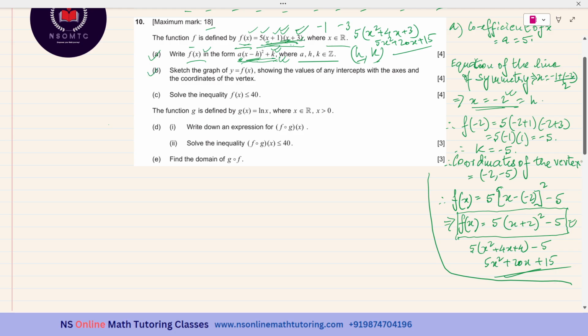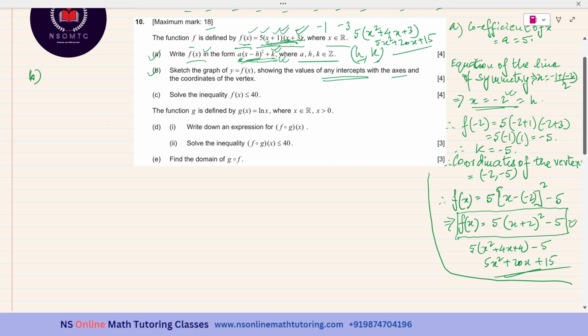So now subpart B. Here's the graph of y equal to f of x, showing the values of any intercepts with the axes, meaning the x-intercept and the y-intercept, and the coordinates of the vertex. For the coordinates of the vertex, we have already got (-2, -5), and we have to get the axis intercepts.